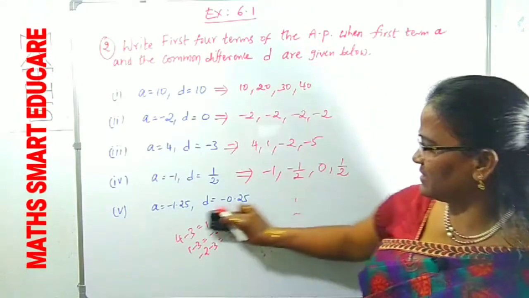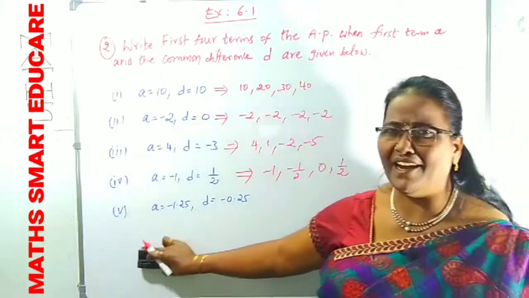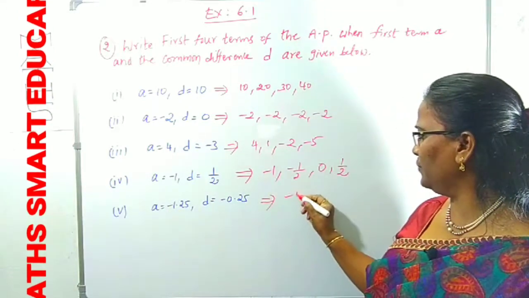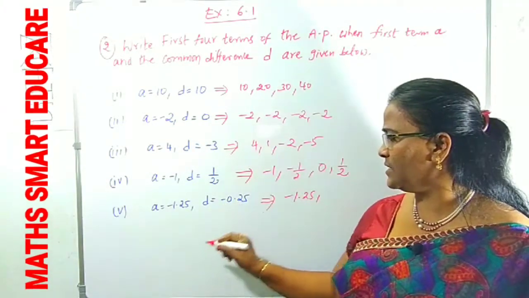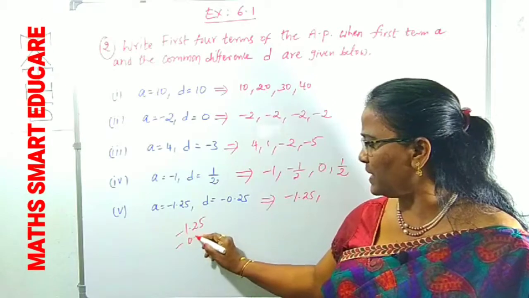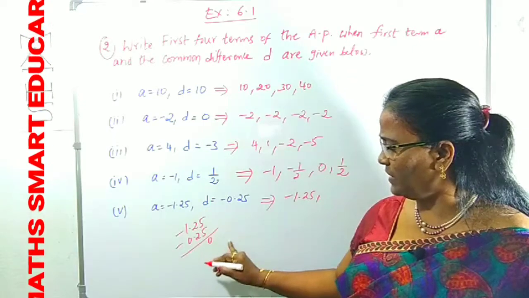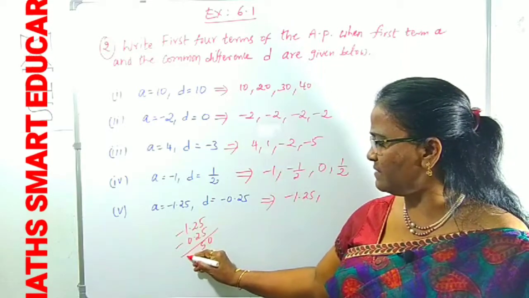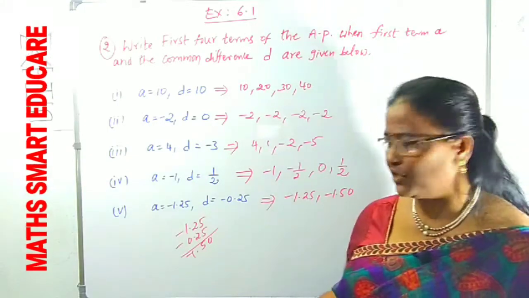Now, what about the fifth bit? In the case of decimals also, no need to worry. Easily you can add or subtract. So, what is the first term here? A is -1.25. For -1.25, we should add -0.25. We can add the decimal numbers like this: 5 plus 5 is 10, 0, carry 1, 2 plus 2 is 4, plus 1 is 5, and minus 1 minus 0 is minus 1. This is -1.5, right? 1.5 also we can write as 1.50.